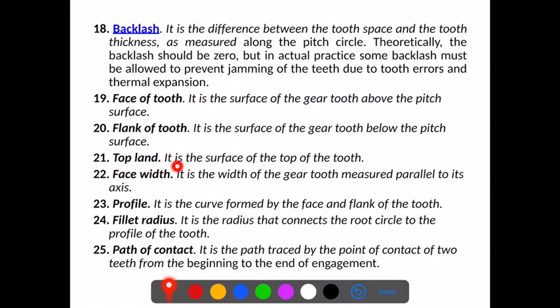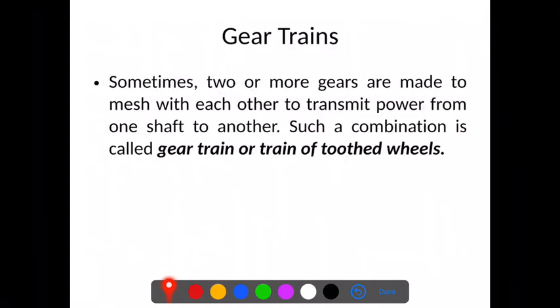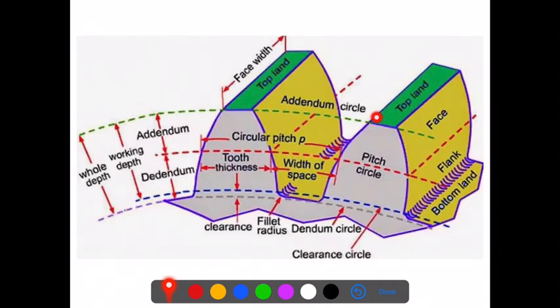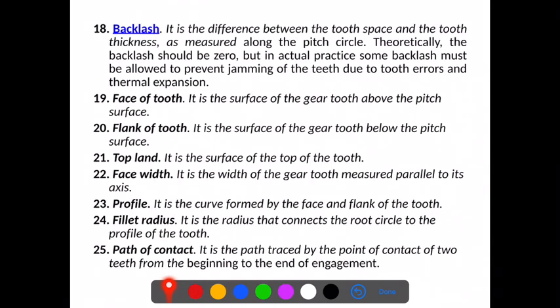Top land is the surface of the top of the tooth. As the name indicates, it is the surface at the top of the gear tooth, and that is called the top land.